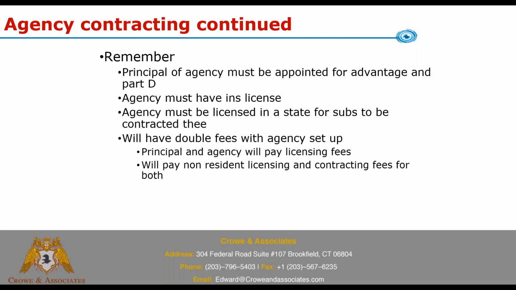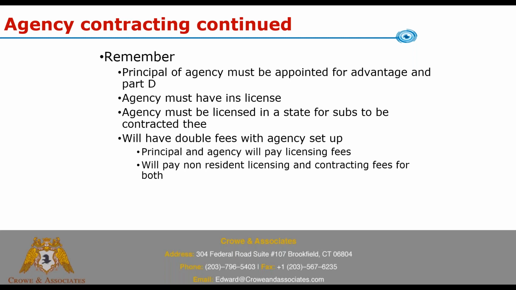The agency must be licensed. So in the insurance business, an agency that's receiving compensation must be licensed in the states it's going to receive the comp in. And an agency must be licensed in the states they have subs in. So if you have an agency and it's licensed in Connecticut, but you get an agent in Florida who wants to write, for that agent to get contracted with a carrier in Florida, your agency also has to be licensed in Florida and contracted with that company.